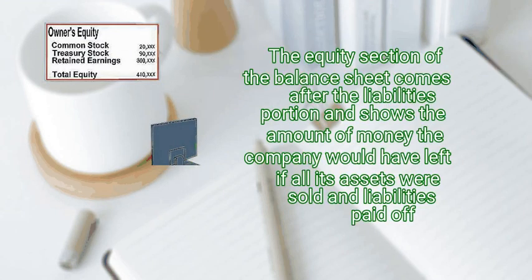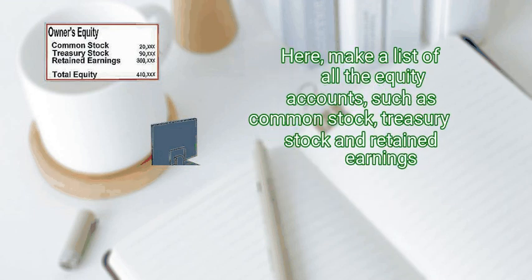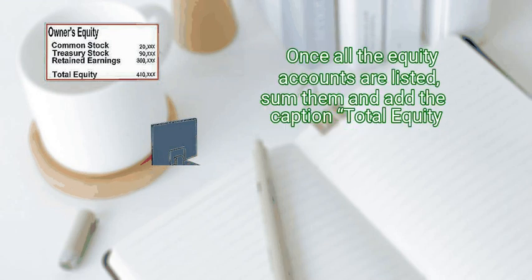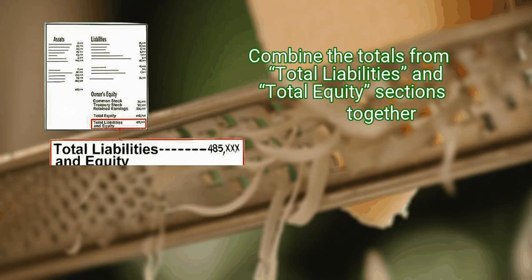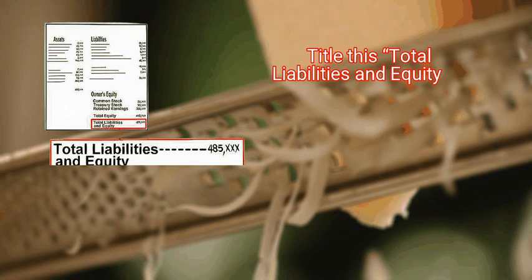The equity section of the balance sheet comes after the liabilities portion and shows the amount of money the company would have left if all its assets were sold and liabilities paid off. Here, make a list of all the equity accounts, such as common stock, treasury stock, and retained earnings. Once all the equity accounts are listed, sum them and add the caption, total equity. Step 6. Add up the liabilities and equity. Combine the totals from total liabilities and total equity sections together. Title this, Total Liabilities and Equity.